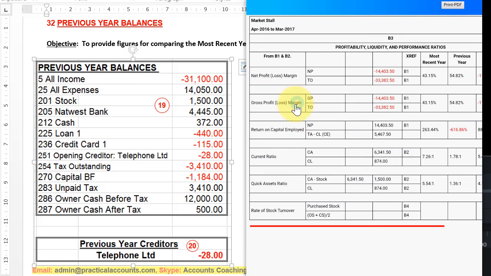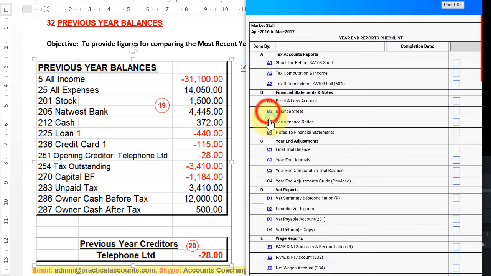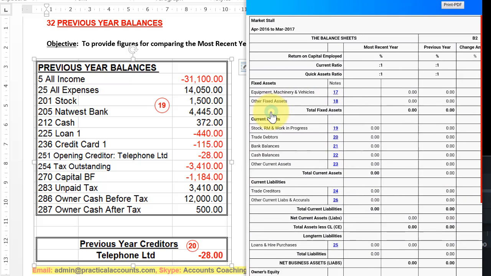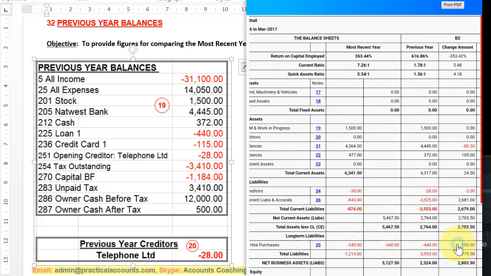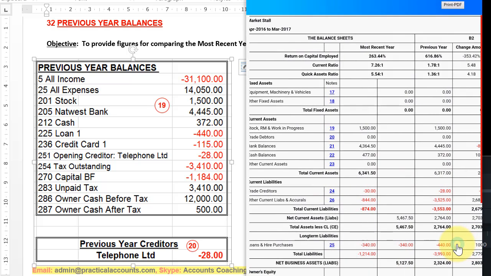Now this is B3. Okay, I don't want to spend time on that. Let's look at B2. That's the balance sheet. So these are the figures here. Let's see. There's nothing in the fixed assets area. Closing stock has not changed. Bank balance. Now what we've seen, remember, those are the notes to financial statements. The figures are very similar here.